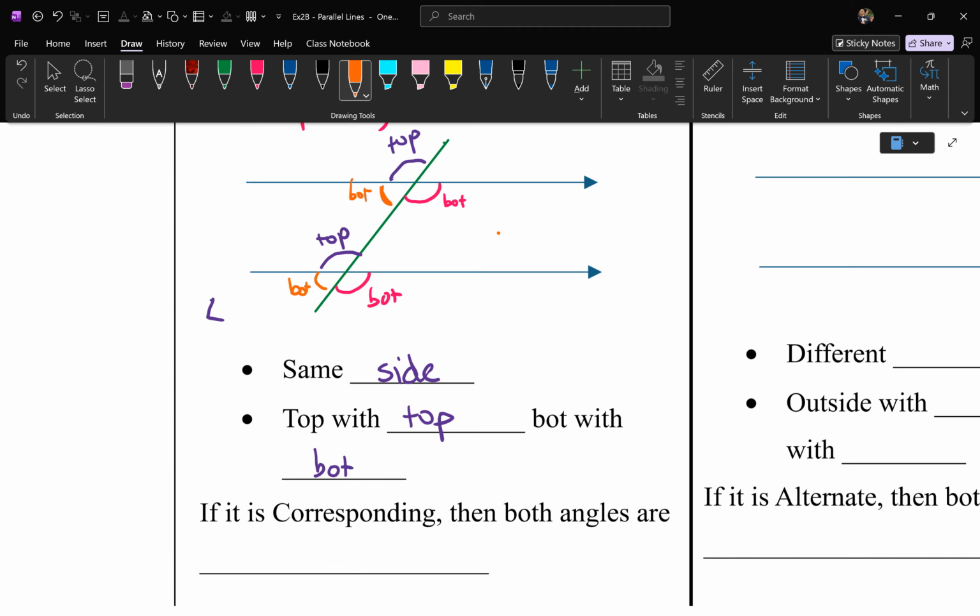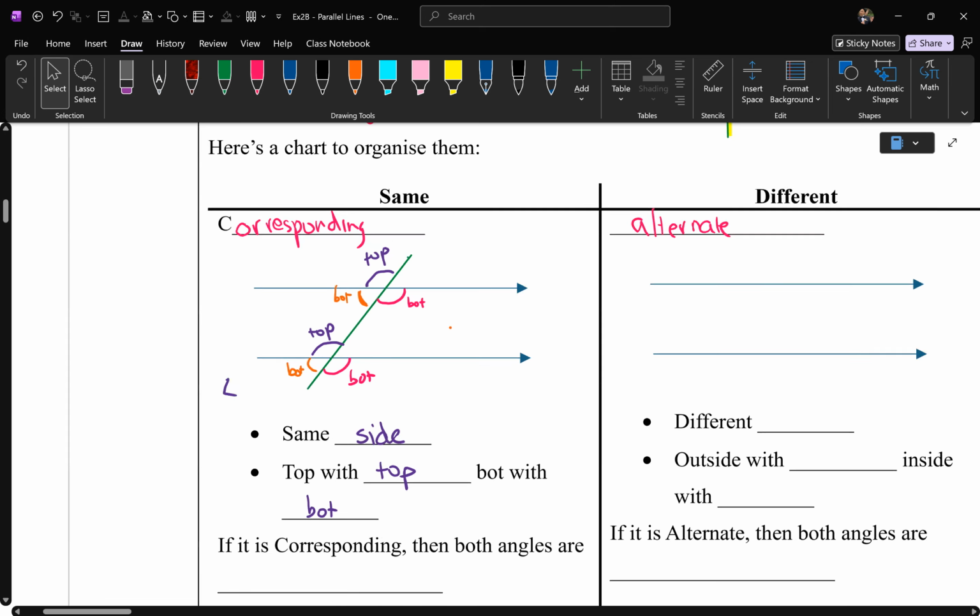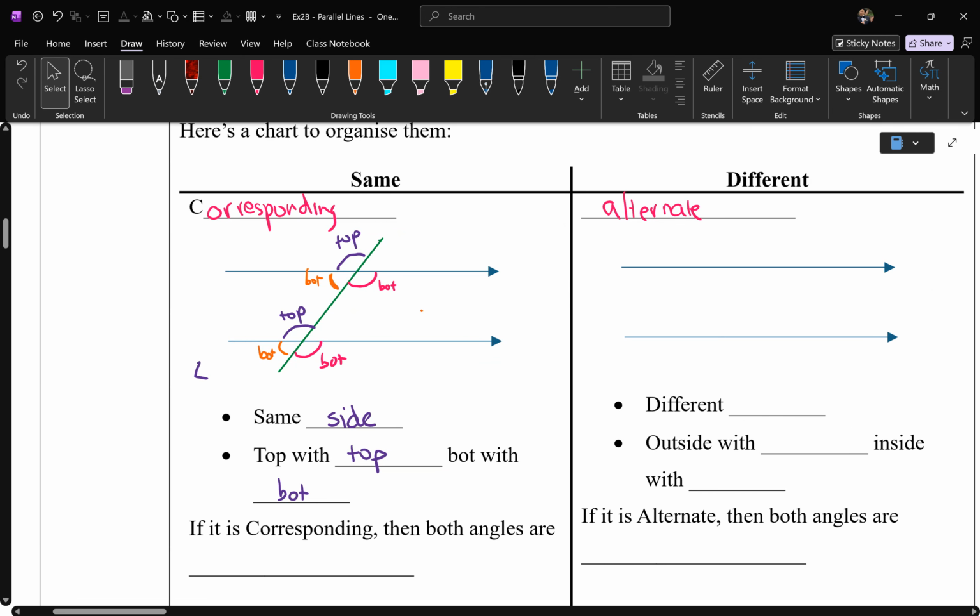So in summary, when you see two angles, your first question is, is it on the same side of the transversal line or is it on the different side of the transversal line? If it's on the same, there's only two types. You either have corresponding or co-interior. It has to be on the same side. That's the first thing. So that helps you memorize the four. Okay, so I'll do an example later, but does that make sense so far?